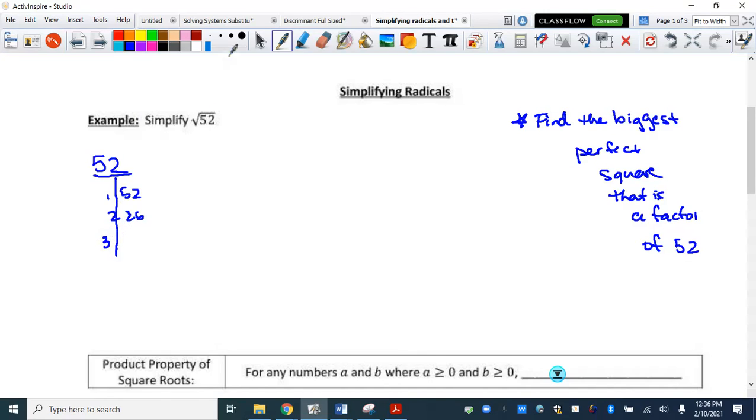Nope, I don't think 3 goes in. So I have 4 and 13. And then if I try 5, 6, 7, 8, 9, none of those go in. So these are all of my factors, and this number right here is my biggest factor. So what I'm going to do is take that 52 and rewrite it as a radical 4 times a radical 13.